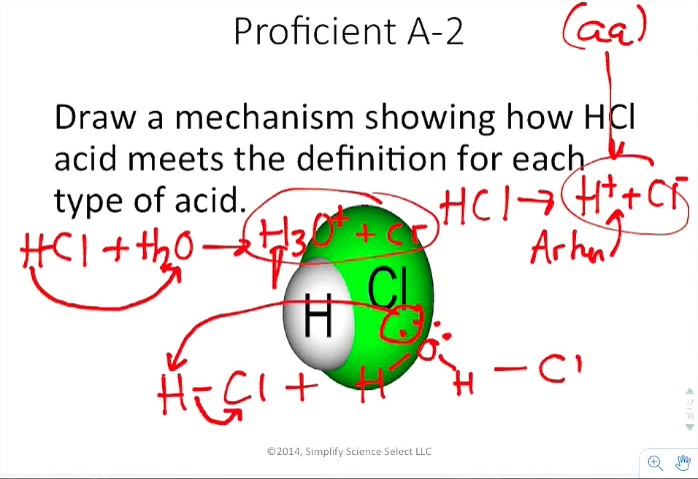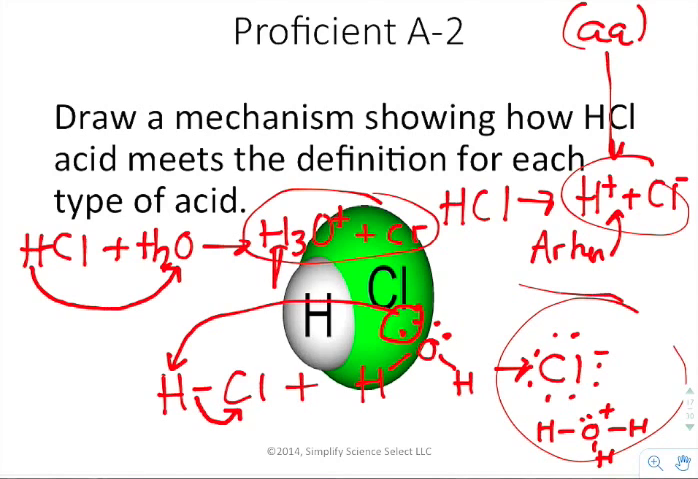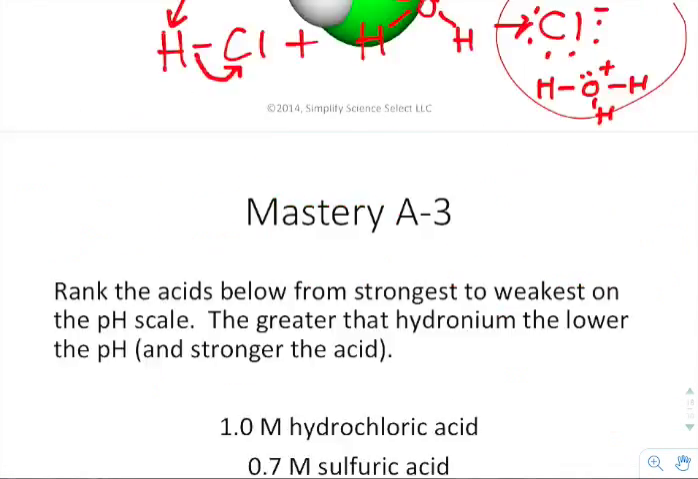When it does, now you have chlorine with 1, 2, 3, 4, 5, 6, 7, 8 valence electrons. Now remember, chlorine has 6 and then this shared pair. So chlorine's happy because it meets the octet rule, and then hydrogen is now HOH plus, because what it's done is the oxygen on water has shared its electrons with that particular hydrogen. So you see you have the same products in all 3 definitions, just different interpretations of those particular rules.